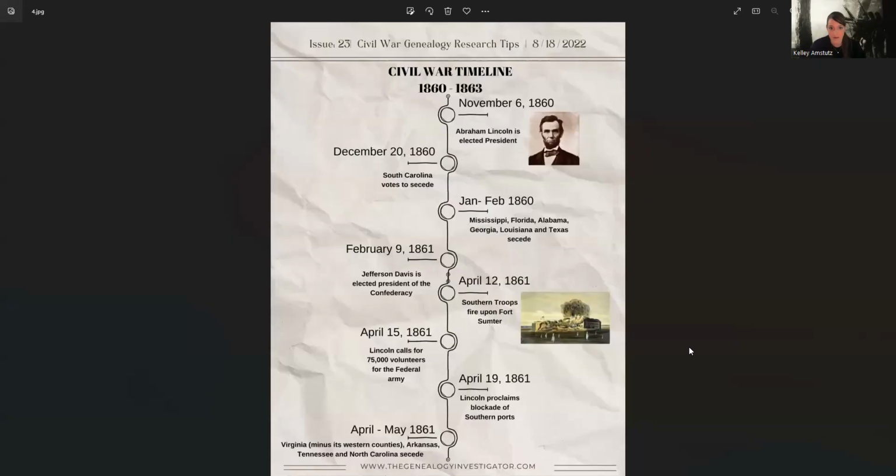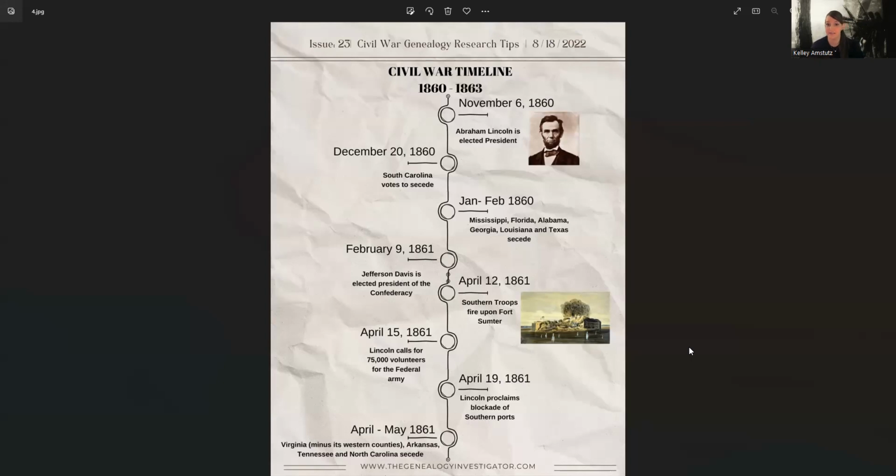So I am going to flip over here. I made a really cool timeline that I just want to share. So I am going to share my screen now. And this is just my Civil War timeline that I made.